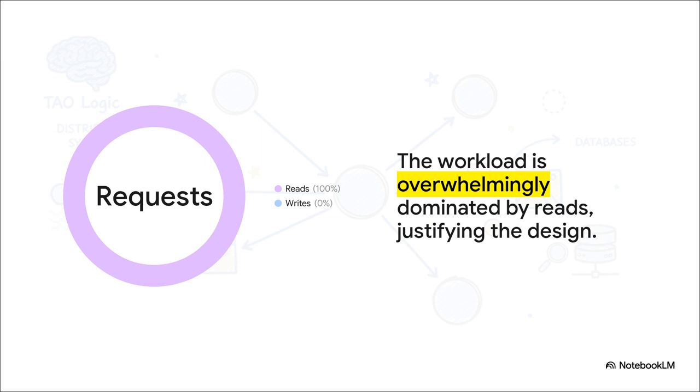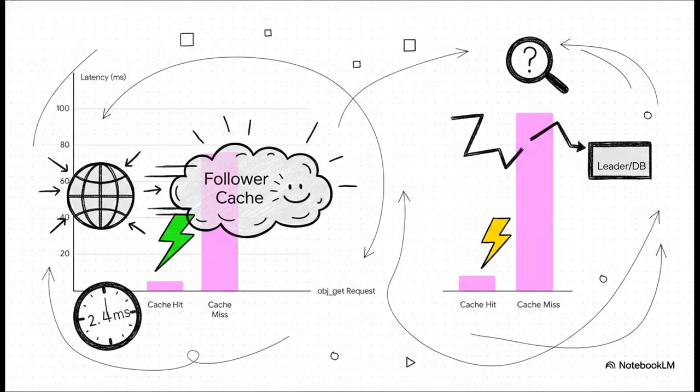We're consuming content. And here's the proof in the pudding. When the data you want is right there in that top-level follower cache, a cache hit, the average response time is just 2.4 milliseconds. I mean, that's insanely fast. And even when it misses and has to go ask a leader, it's still pretty quick. This amazing performance is a direct result of that whole multi-layered cache design we talked about.